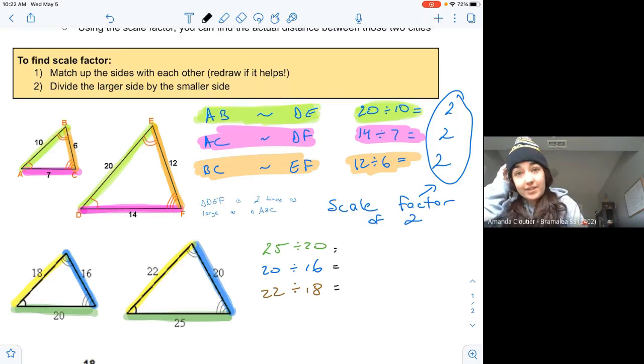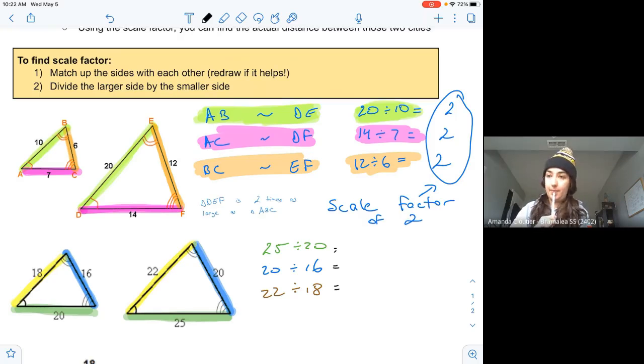What if one side doesn't match? Then that means that they're not similar, but they all should match here. That would mean that they're not similar.